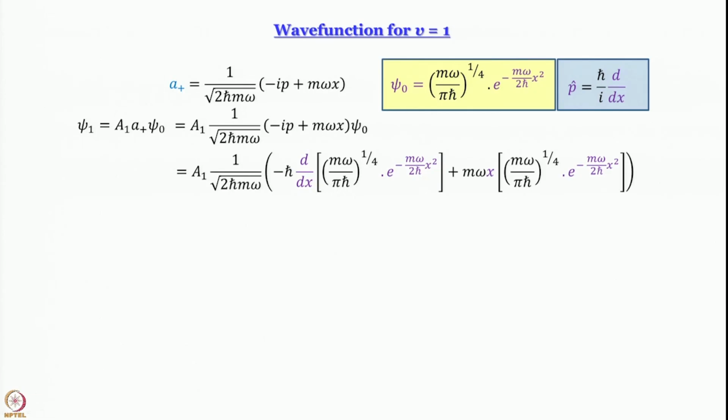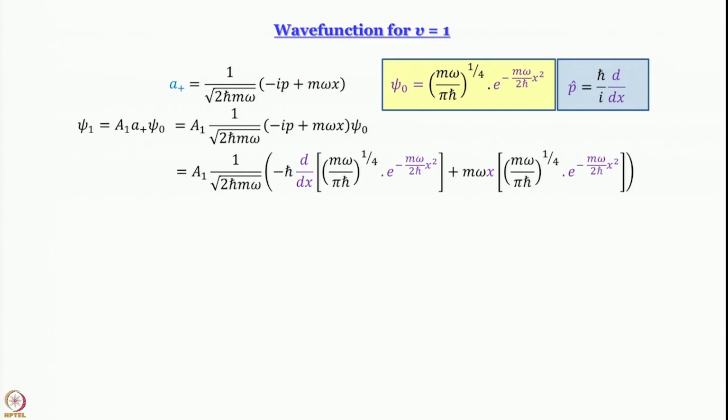In case you are confused by me rattling out all these expressions, please go through this yourself and convince yourself that what we have said is correct. The first term here is just an expansion of minus I p psi 0. What about the second one? The second one is easier: m omega x psi 0, m omega x is there. We just write the expression for psi 0 from here in this expression.